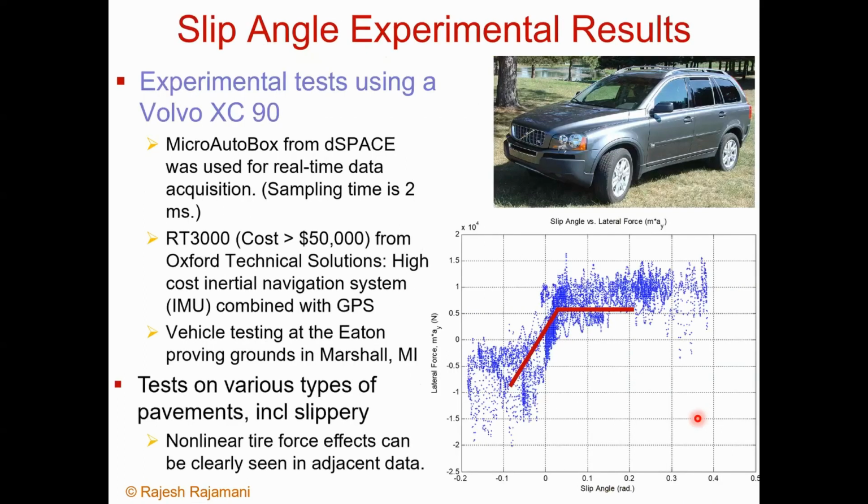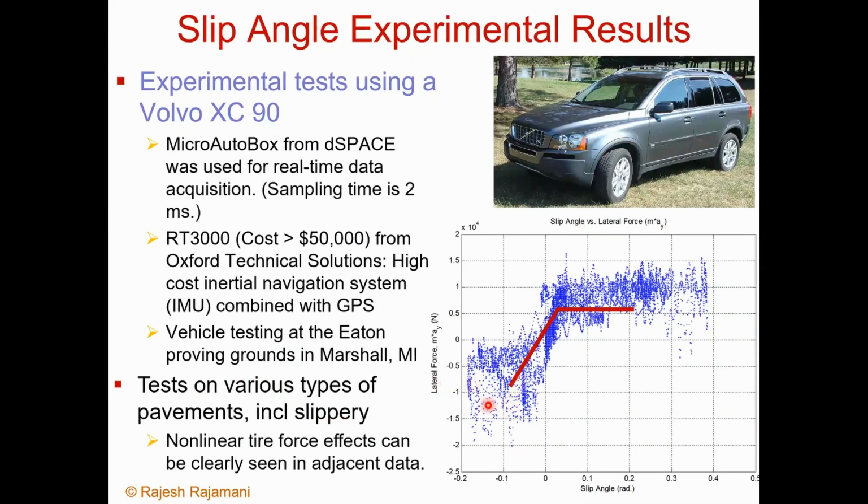So the slip angle estimation problem can be set up using the same theory that we discussed earlier. We found the observer gain for the slip angle estimation problem, and then we evaluated it by using tests on a Volvo XC90 SUV. We did tests on various types of pavements, including slippery pavements with this vehicle. And this is an example of some data being shown to you here on the right hand side.